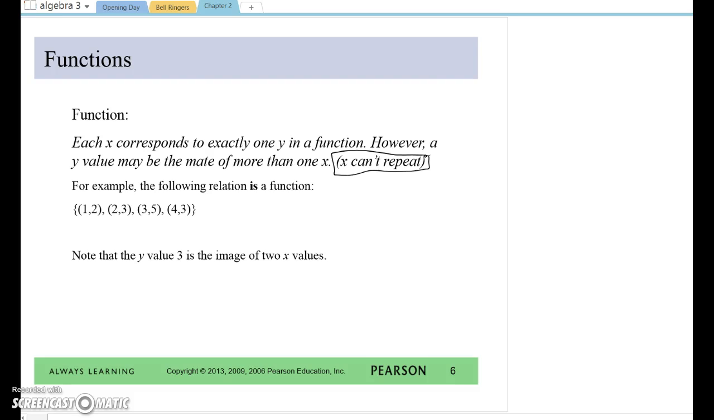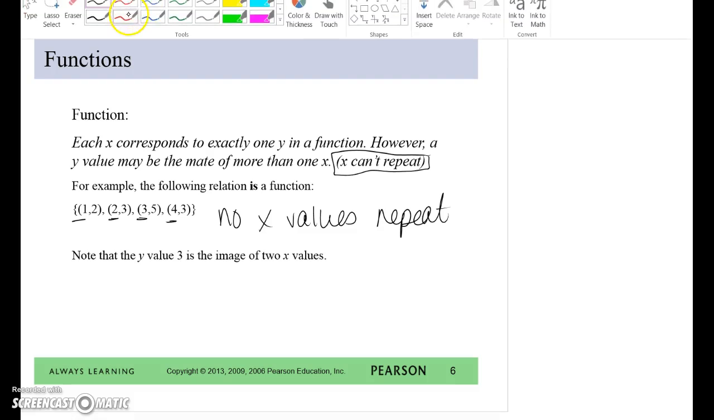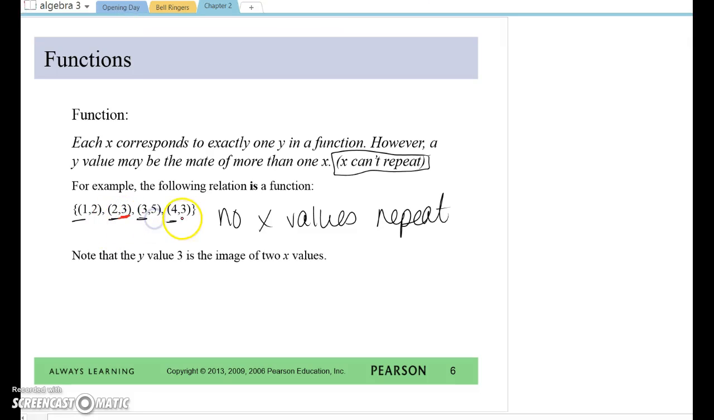So look at this example of the ordered pair, the relation. For example, the following relation is a function. Let's look at our x's: 1, 2, 3, 4. Okay, x values do not repeat. So none of these x values repeat, so this problem here is a function. But let's look at these y values. If you notice, the y values happen more than once. Those 3's repeat, but we do not care about y values. We only care about x's.